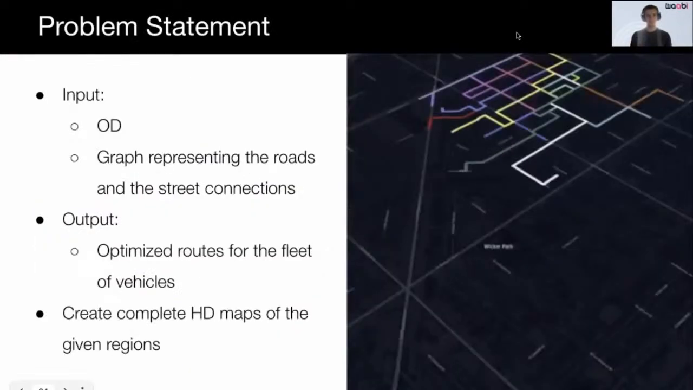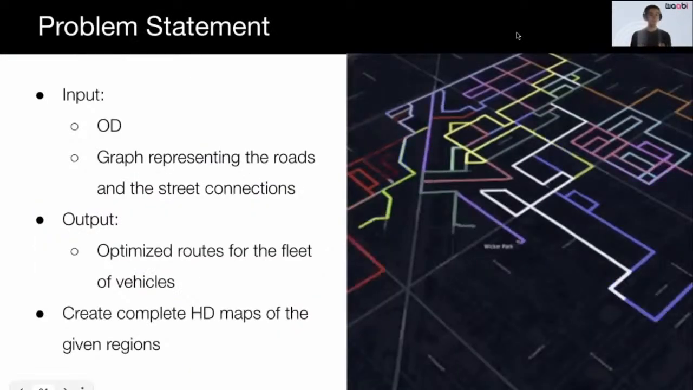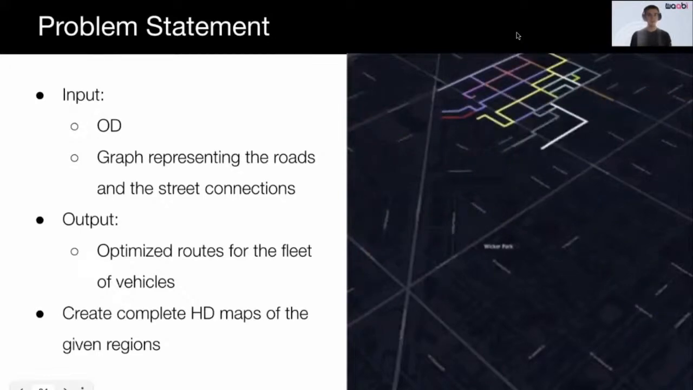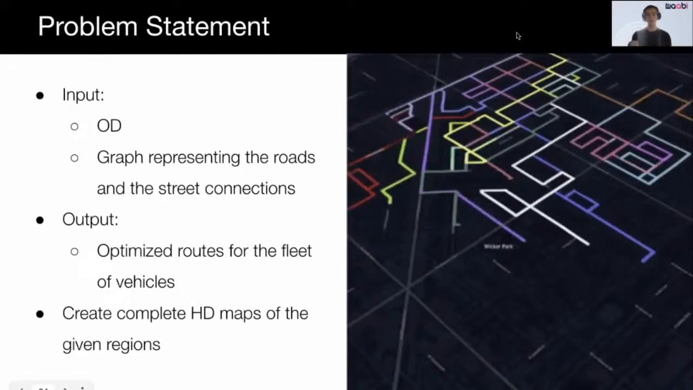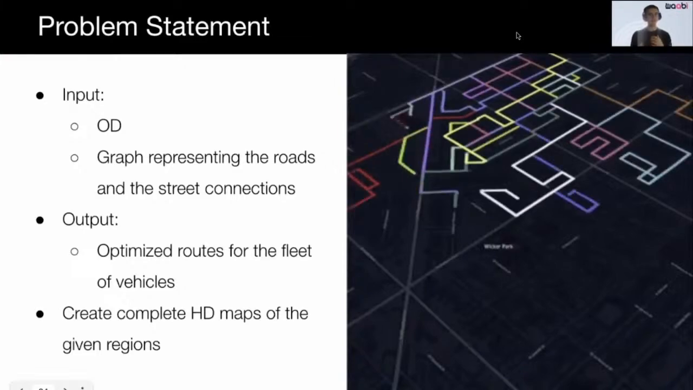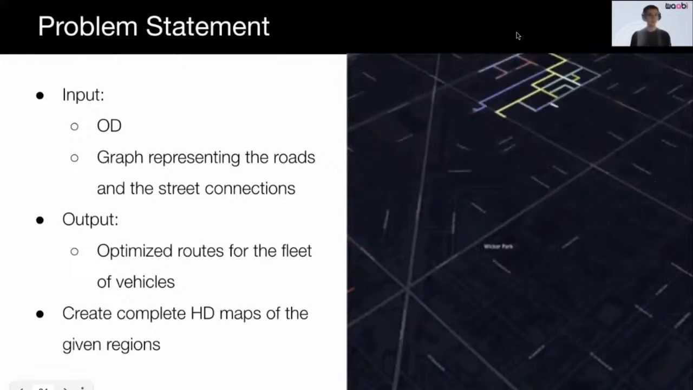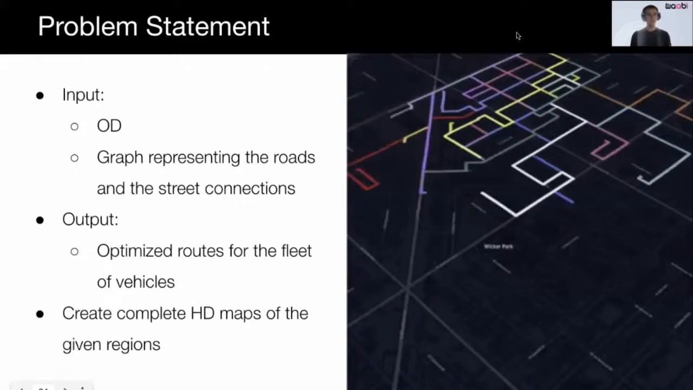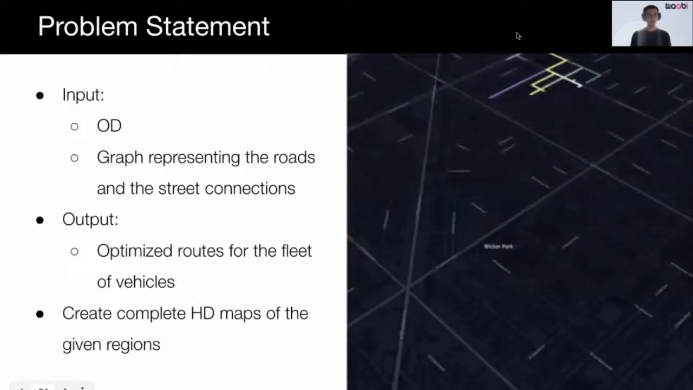We are therefore presented with the following task. Given an input of an OD and a graph that represents the nodes we wish to traverse, how can we produce an optimized set of routes for the fleet of vehicles? More specifically, how can we autonomously and scalably create and update HD maps of large regions?